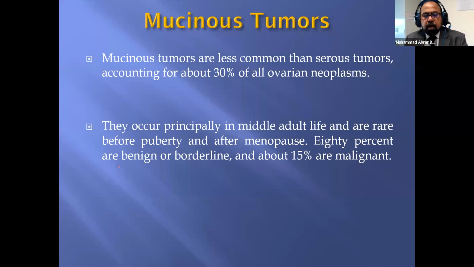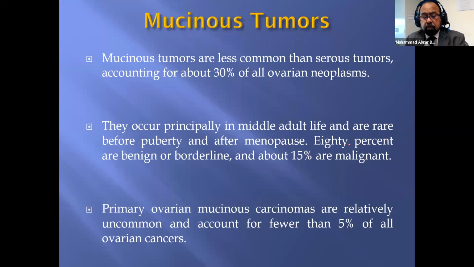80% of them are benign or borderline, only 15% are malignant. In the serous one, it is 45%, more than 50% rather, which show malignancy in all ovarian tumors. Primary ovarian mucinous carcinomas are relatively uncommon and account for fewer than 5% of ovarian cancers.